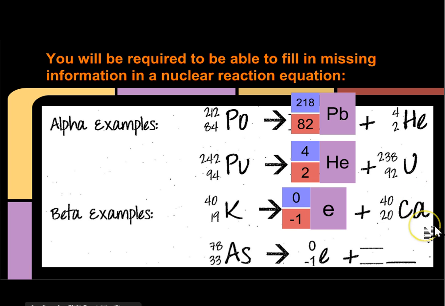So same thing down here, 78 on the left, so we have 78 on the right, and 33 on the left, and so since we have a negative guy, that gives us a 34. So that is selenium. Okay?